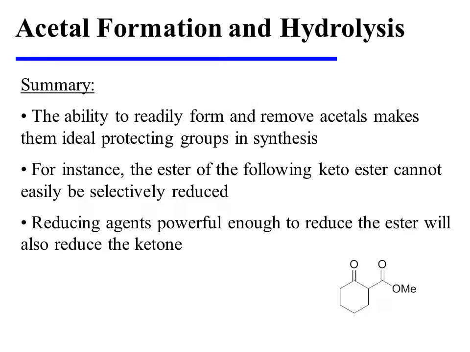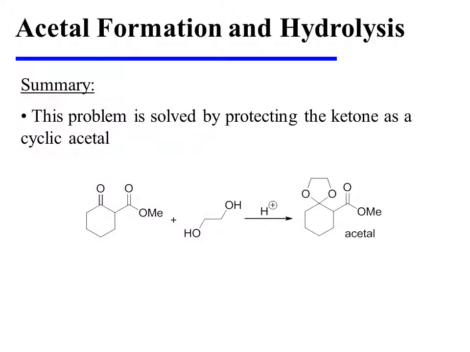For instance, the ester of the keto ester shown here cannot easily be selectively reduced. Reducing agents that are powerful enough to reduce the ester will also reduce the ketone present in this substrate. This problem can be solved by protecting the ketone as an acetal. In this instance, we chose to treat the substrate with a diol, ethylene glycol specifically, and catalytic acid, and that results in the formation of a cyclic acetal.